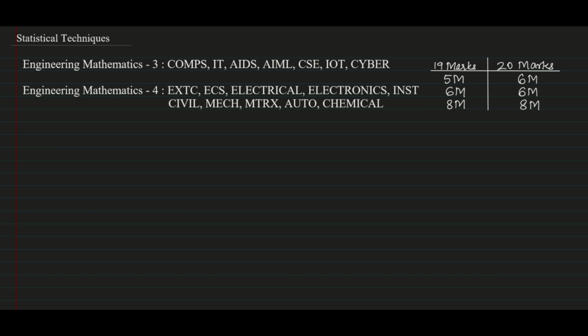In end semester exam, this chapter is asked for 19 or 20 marks. If it is asked for 19 marks, there will be a compulsory question for 5 marks, a question for 6 marks, and a question for 8 marks. If the chapter comes for 20 marks, there will be 2 questions of 6 marks in different sets, and there will be a question of 8 marks.